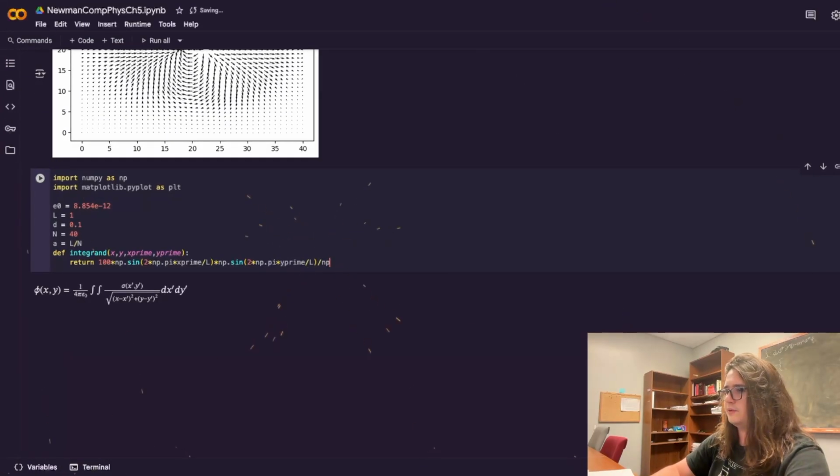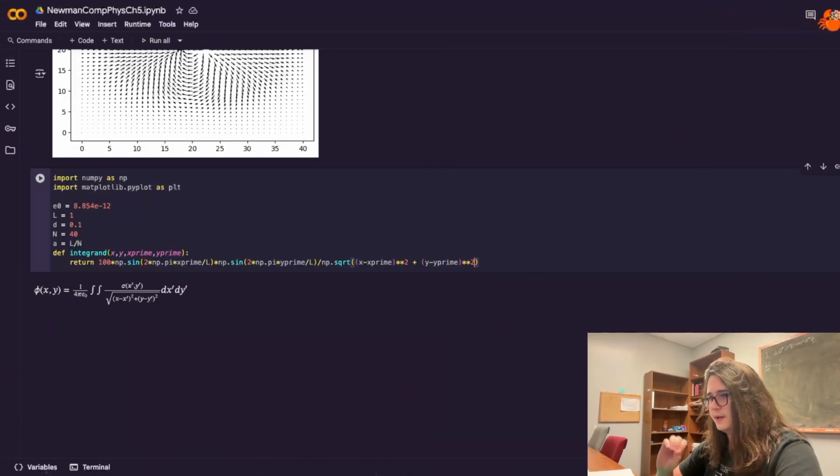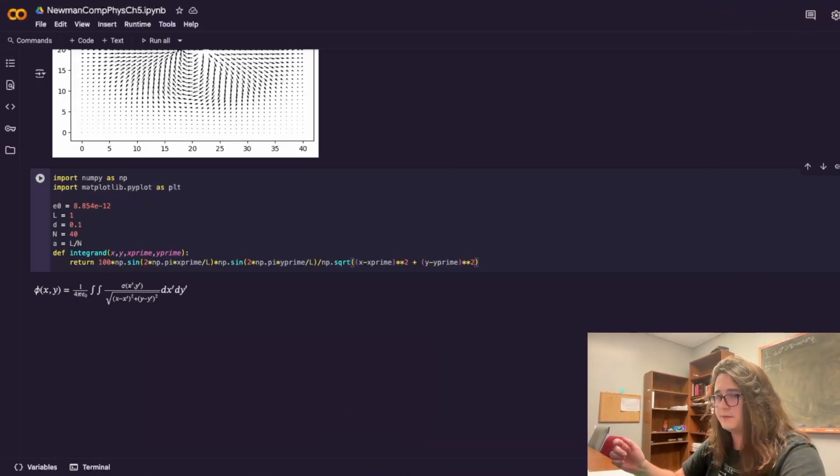Then it's divided by the square root of the crazy stuff, which is going to end up being, let me put it in parentheses, x minus x prime squared plus, and then it's y minus y prime squared. And then here's going to be something that is non-physical, but we're going to have to do it anyway, because if we don't, the plot is going to look weird. I'm going to add an arbitrarily small number to the denominator. 1e minus 12, I think, is good enough.